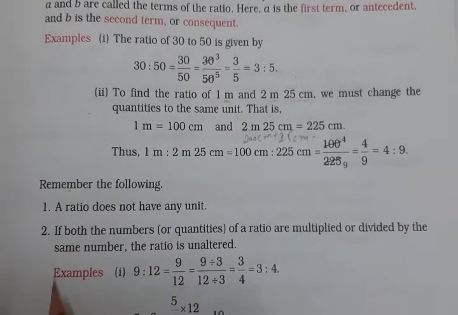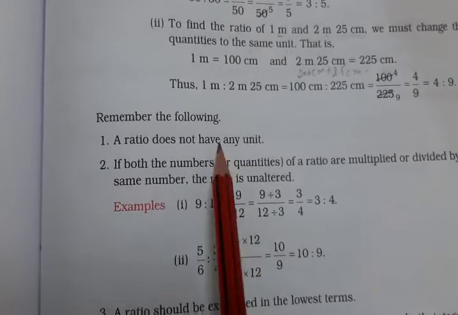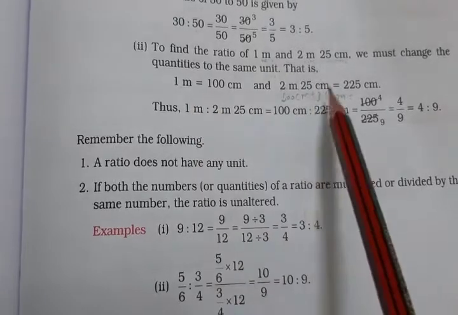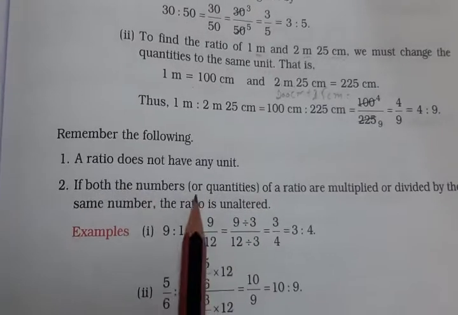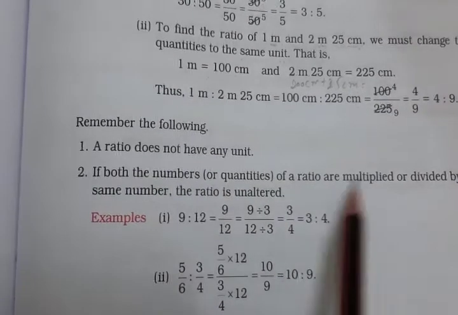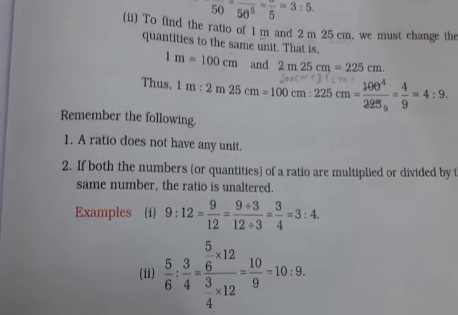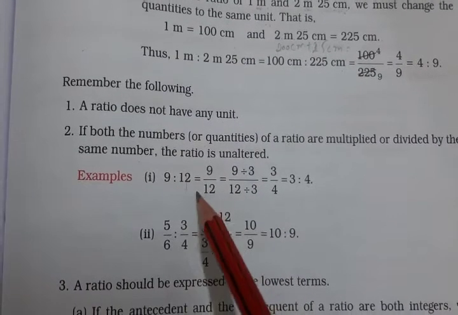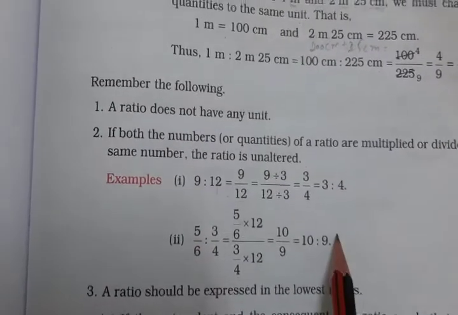Now remember the following. First one is that the ratio does not have any unit. When we write any number, we will find the ratio. In this we were given units, but in a ratio we can't write a unit. Second one is if both of the numbers of the ratio are multiplied or divided by the same number, then the ratio is unaltered. For example, if we are given 9 by 12, now these both are in the 3 table, we will divide both by 3. That means this is the unaltered ratio. Same for multiplication also.